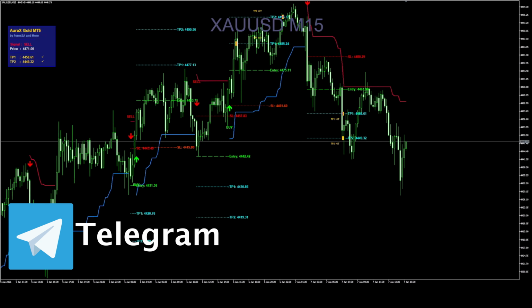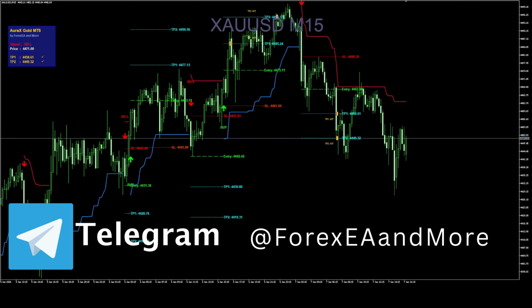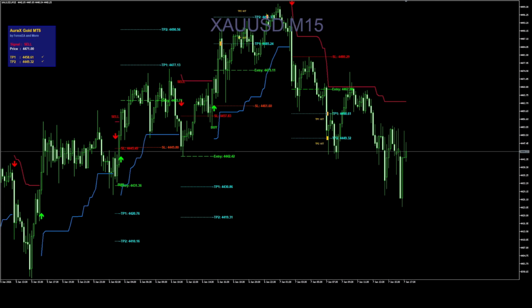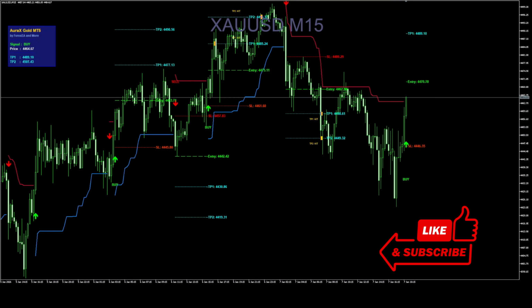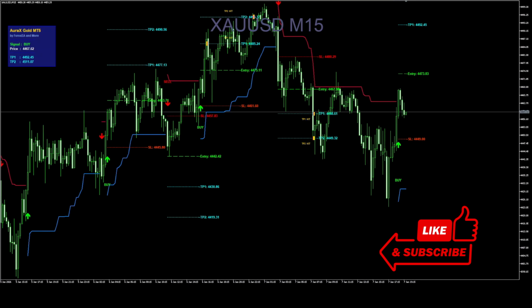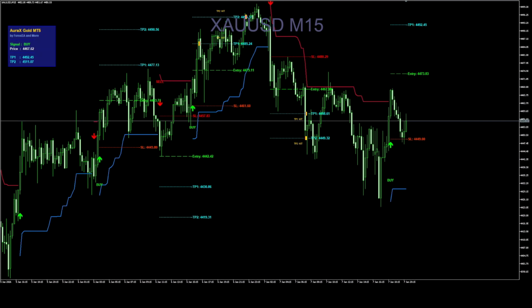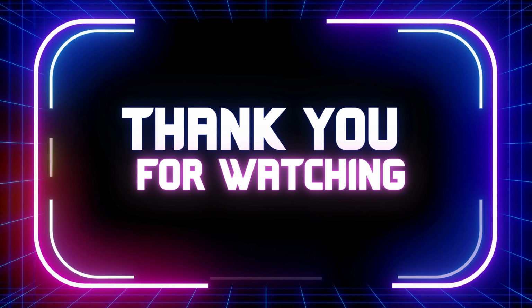Remember, trading XAUUSD involves significant risk of loss. The results shown are from historical data and are for educational purposes only. Past performance does not guarantee future results. Always use proper risk management and never trade with money you cannot afford to lose.